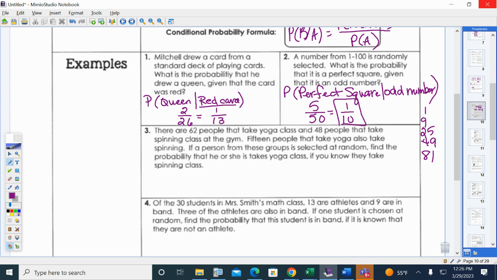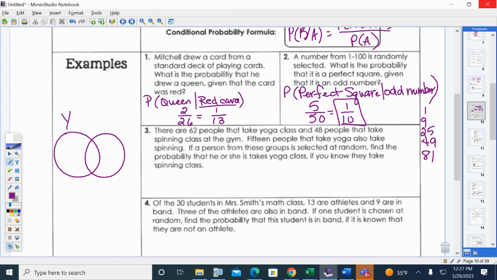It says there are 62 people that take yoga class and 48 people that take spinning class at the gym. 15 people that take yoga also take spinning. If a person from these groups is selected at random, find the probability that he or she takes yoga class if you know that they take spinning class. So what I like to do here on a problem like this is create a Venn diagram. I'm very visual when I'm doing my probability with these types of questions. So I like to create a visual of what's happening.